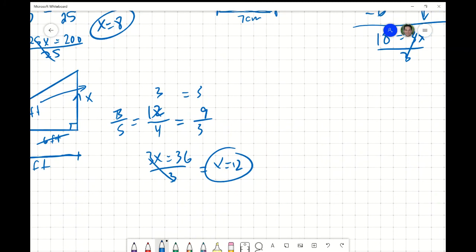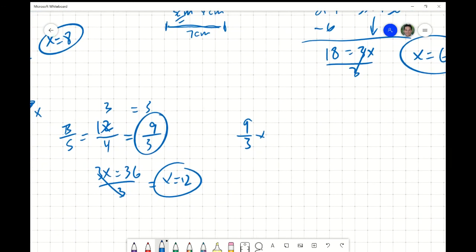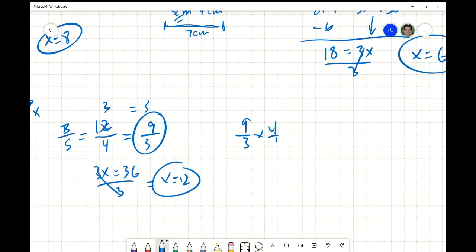A quicker way to work this out was to realize that you already had this scale factor there. So let's do the 9 over 3, and let's just multiply by the side that we're trying to make larger or stretch to get to the x. We do that right there with a 4 over 1. And so you get 36 over 3 is equal to 12 feet.